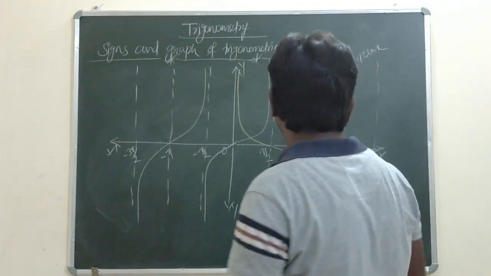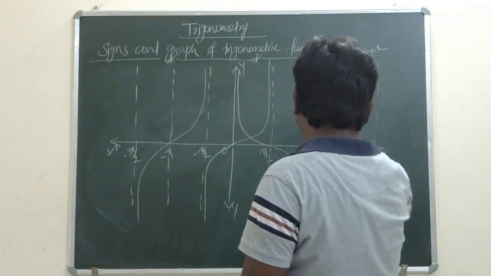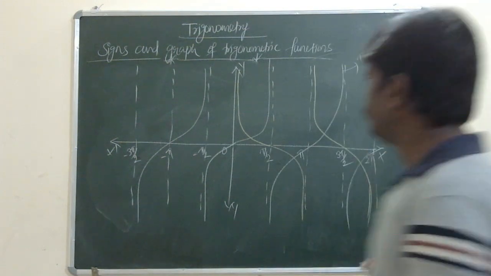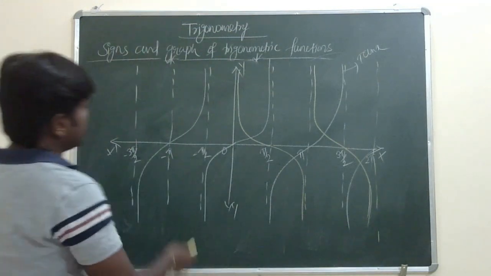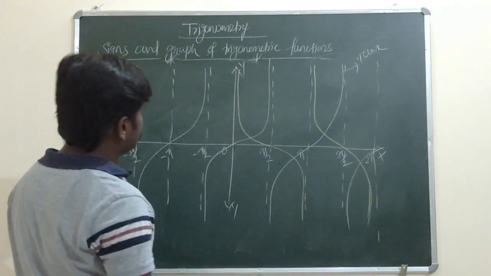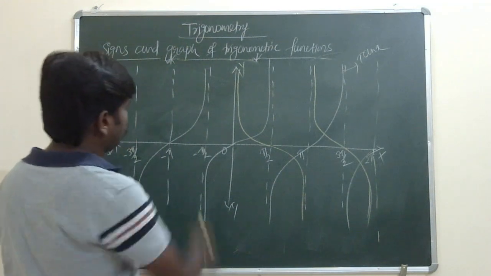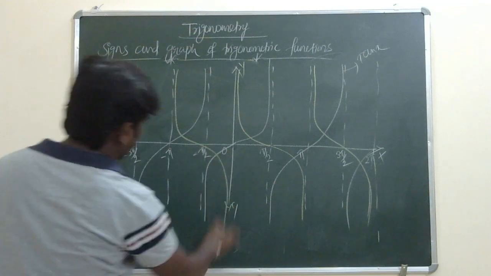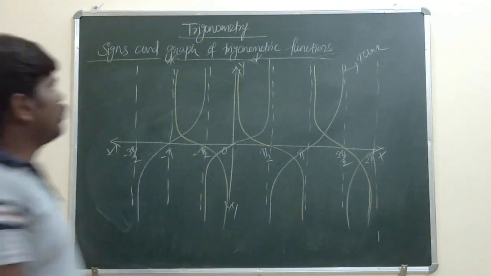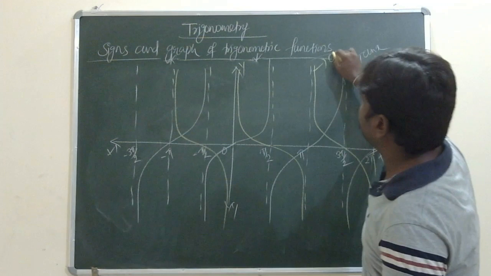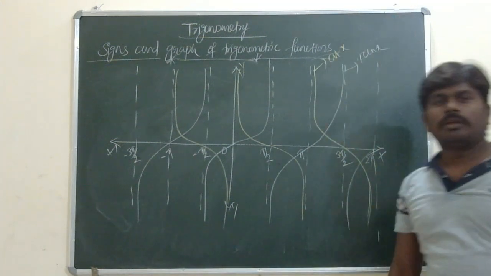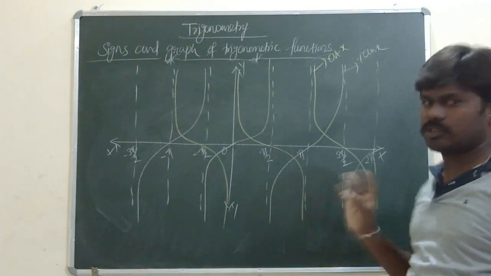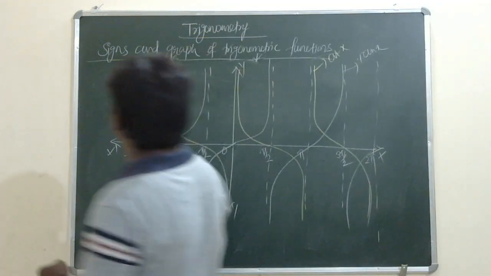Okay, so here minus 3 pi by 2, and plus 3 pi by 2, and in this case also you can see the same thing. Okay, so this is the graph of the cot. Okay, so that's it about the graph of the tan and also cot. So we will see the secant and also cosecant.